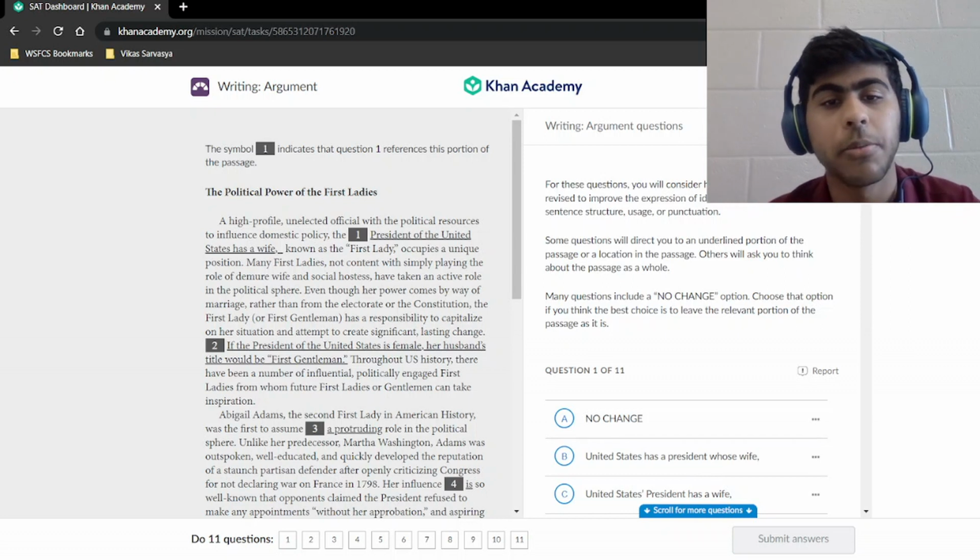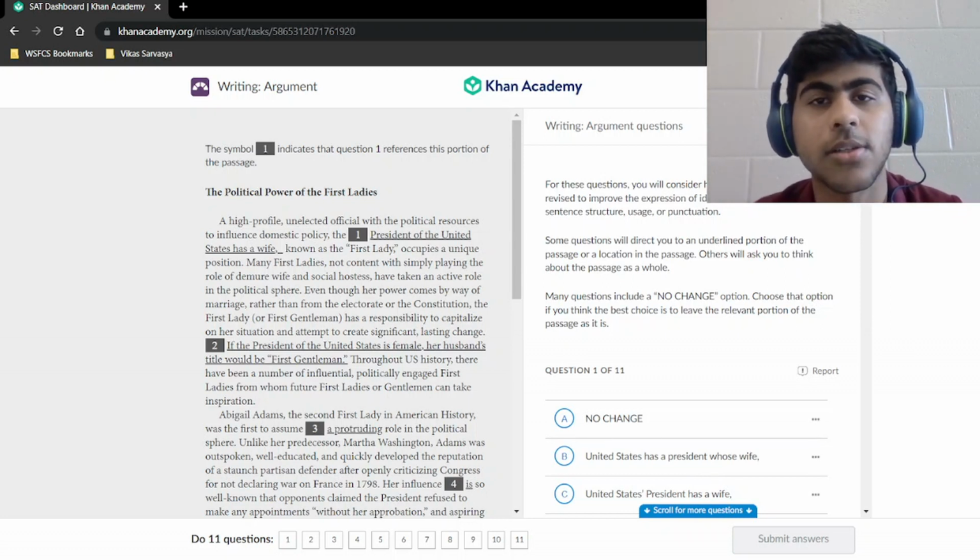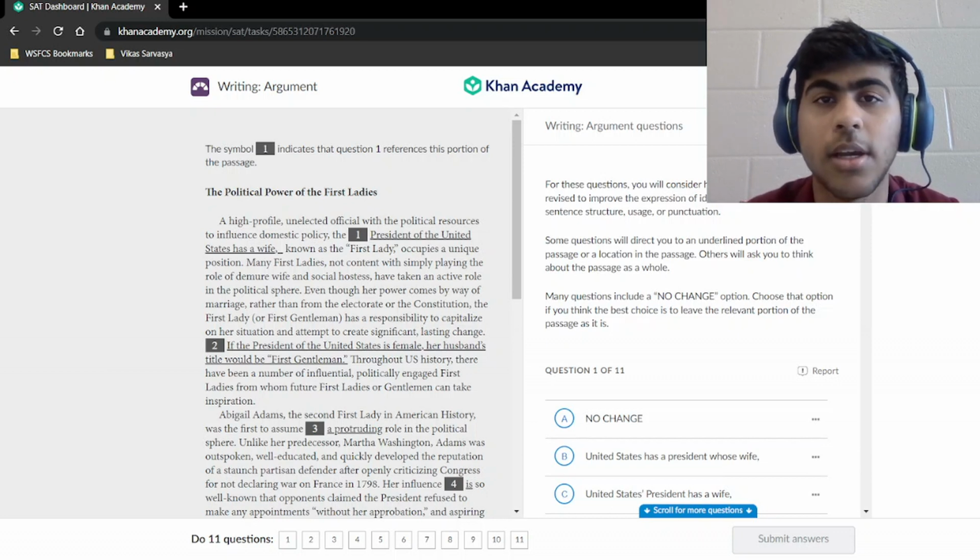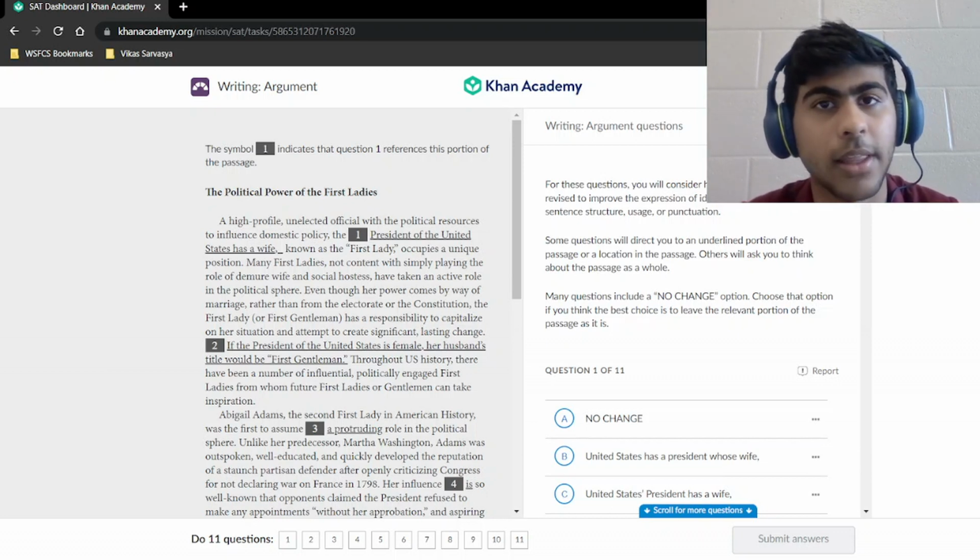As always, we're going to be going through all 11 questions on this entire passage so you get an idea of how to approach these argument passages and are ready to ace the SAT writing and language section.